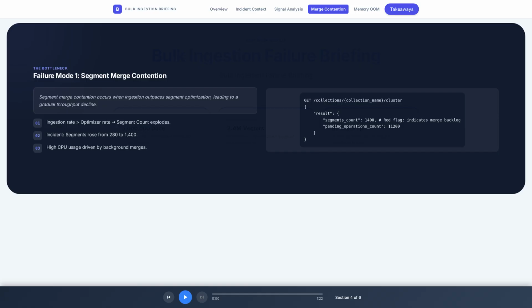But here is the crucial part. Memory usage stays stable. The Qdrant process itself is usually still healthy. Too many segments choke performance gradually. So the main takeaway, segment merge contention happens when ingestion is faster than optimization. It causes that gradual performance drop, and you can spot it by that slope decline and high CPU.